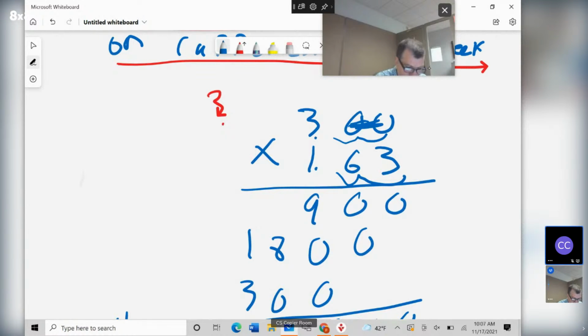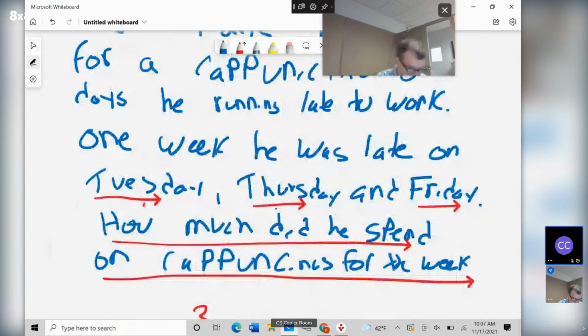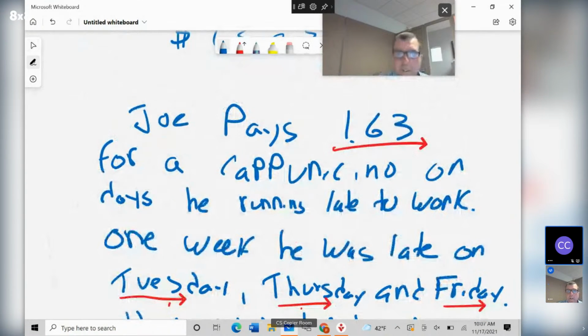But let's go back and look at this word problem just so we're clear here. So it says Joe pays $1.63. So if you got this on the test, it might be a pretty good idea to underline the $1.63 because that's going to be kind of important for a cappuccino on days he's running late to work.